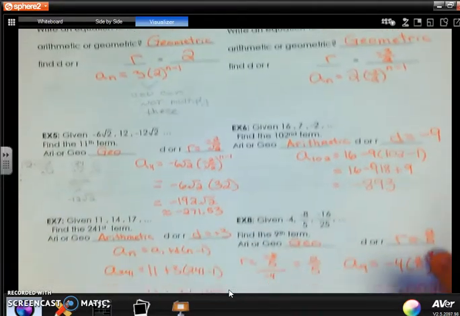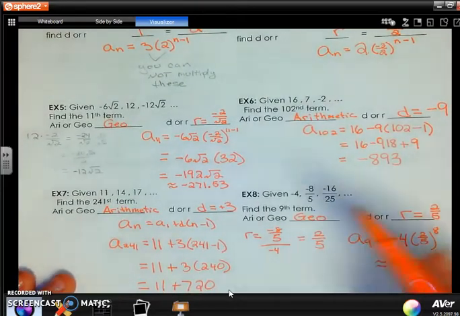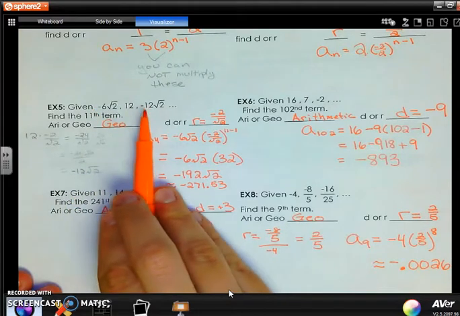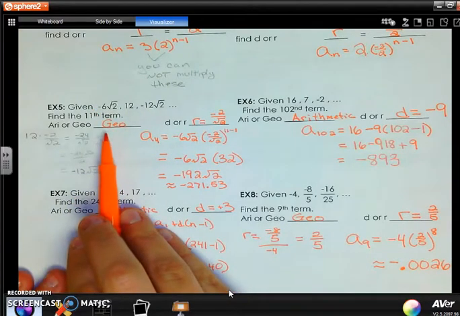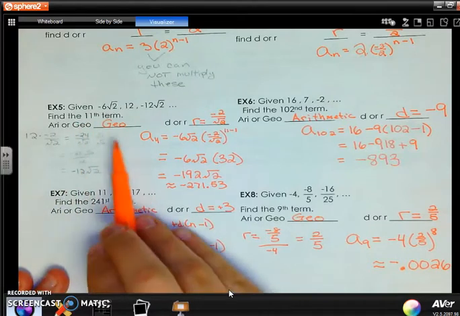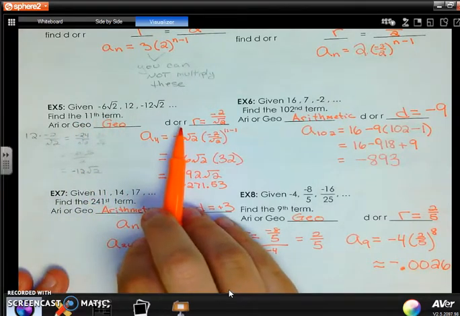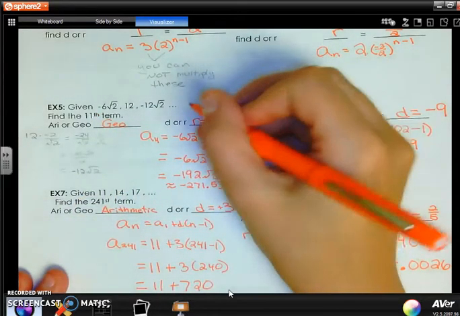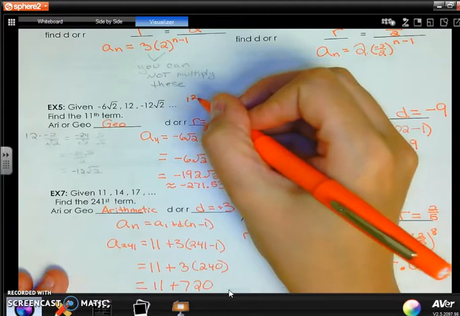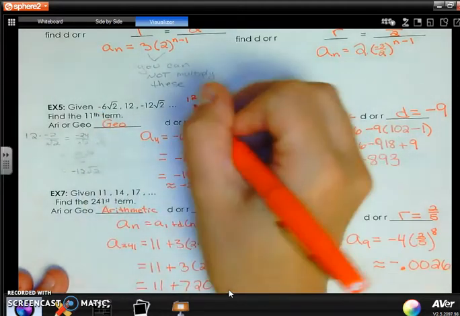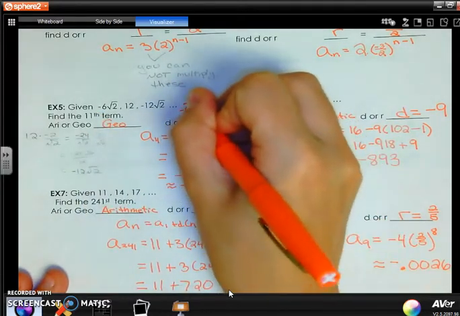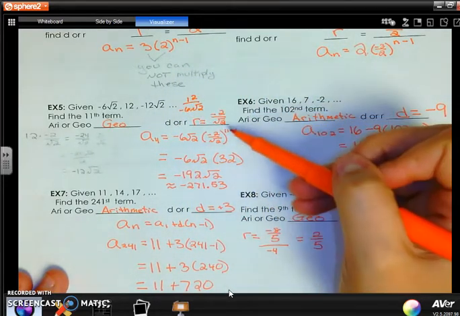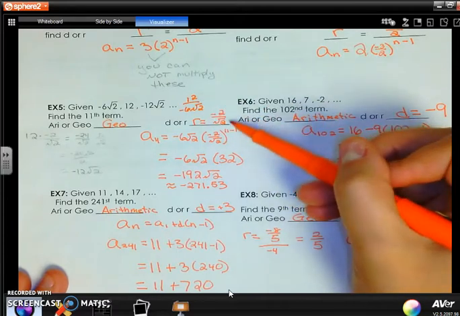Okay, we'll just scooch this up so we can see example 5 and 6 here. Again, we have this going from negative to positive to negative, so that is a big clue that it's geometric. So I wrote geo there. Again, you could just circle it. And to get your R value, you do second term divided by the first term. So if you do 12 divided by this, this goes into there negative 2 times. So you can reduce that fraction. That's how I got this R value.